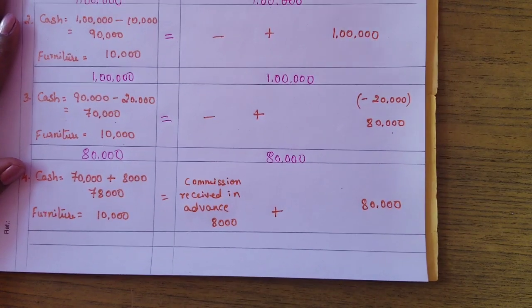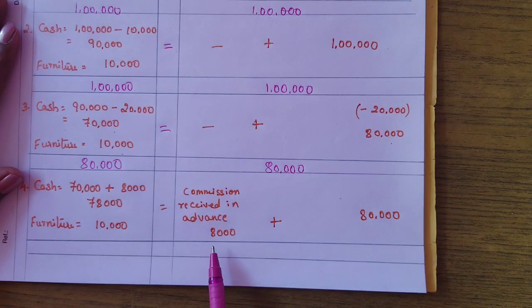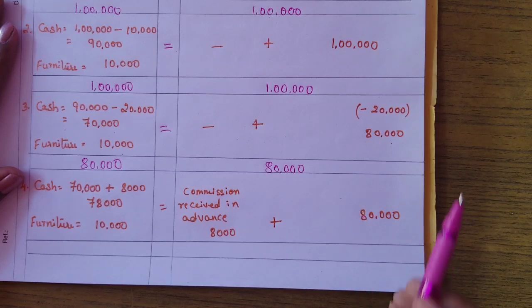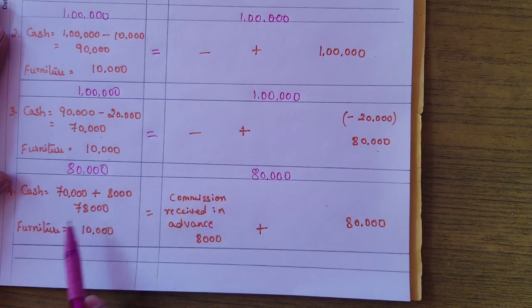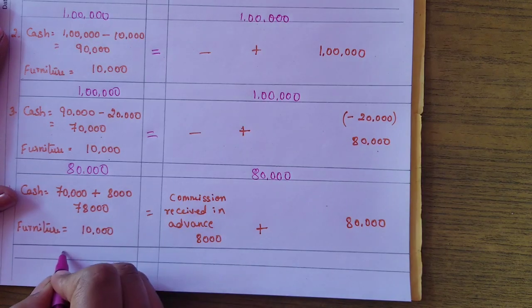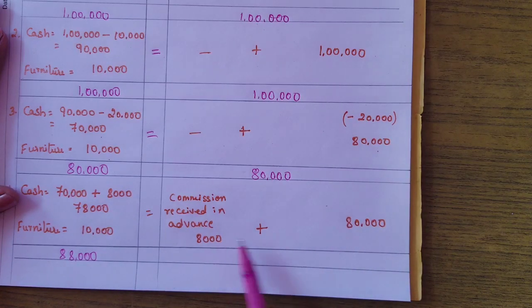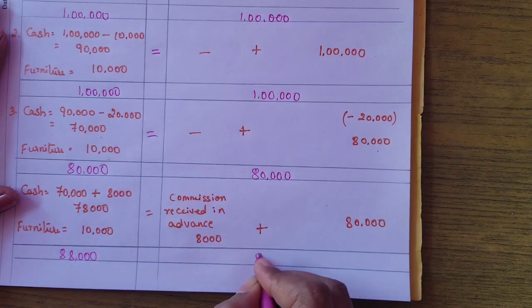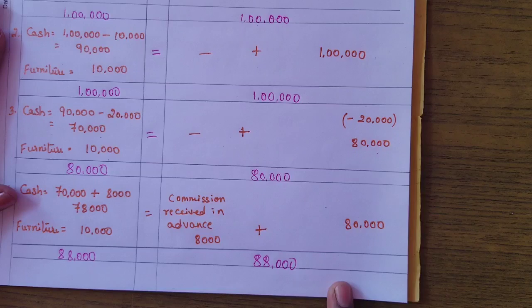The company or the firm is liable to complete the task and then receive the commission. When the commission is received in advance, the company will be liable to repay that particular amount in terms of the task or the work which is assigned to them. Now coming to the total, on the asset side, cash value is 78,000 plus furniture is 10,000, total becomes 88,000. And here liability is 8,000 plus capital 80,000, it becomes 88,000. Again here assets are equal to liabilities and capital.